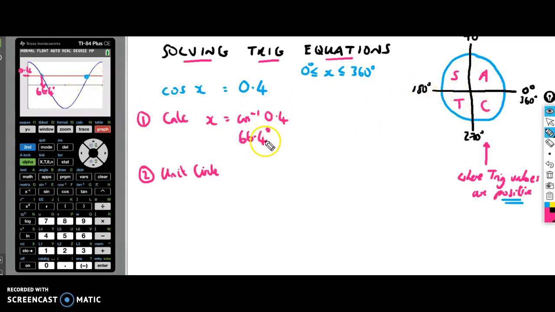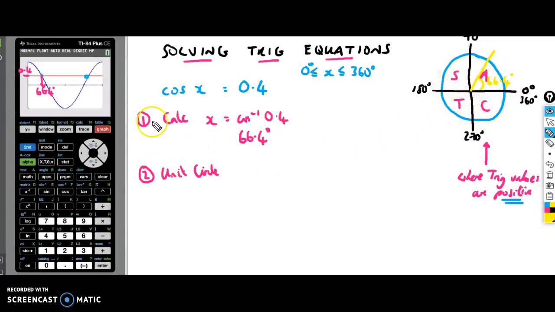So we draw 66.4 on the unit circle. Please remember that it doesn't have to be accurate. Close would be good. But also the unit circle only tells us where the trig values are positive. So in the 0 to 90, cos, sin and tan are all positive. In 90 to 180, only sin is positive. 180 to 270, tan is positive. And between 270 and 360, cos, and then we keep repeating, adding 90 each time. 450, 540, 630, 720, etc.